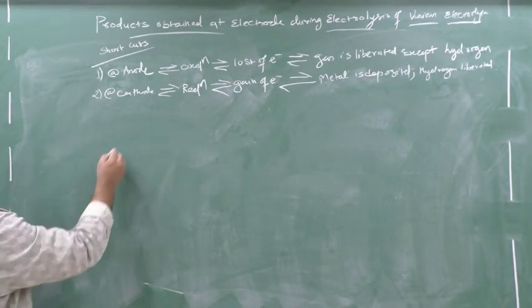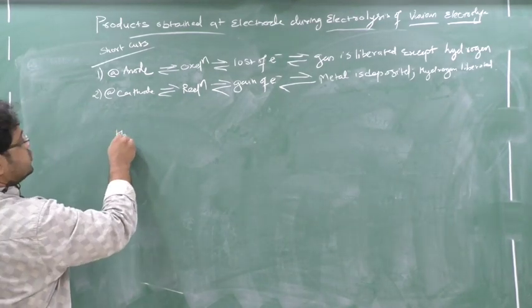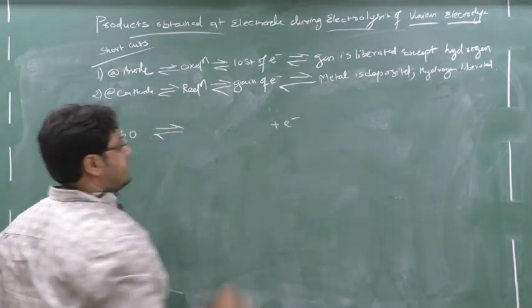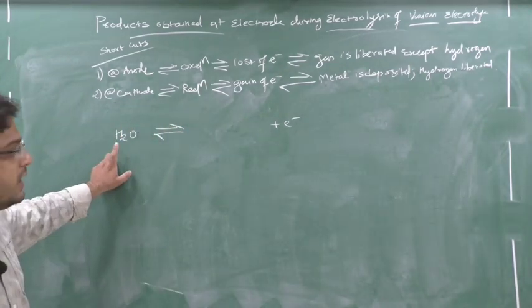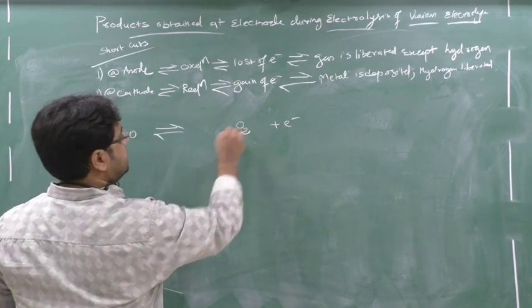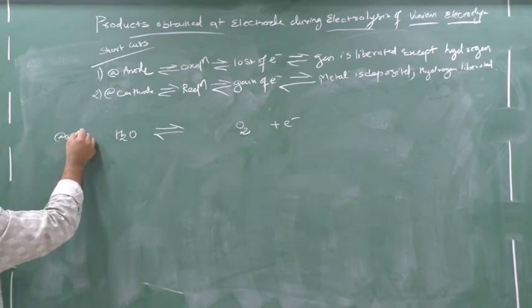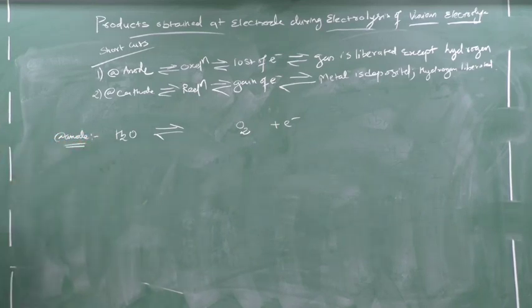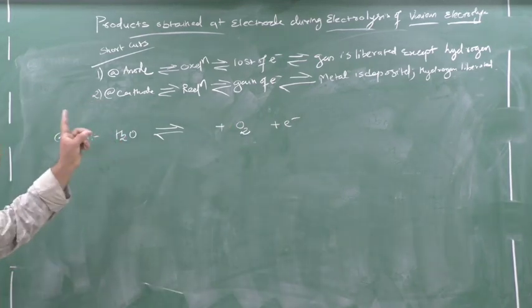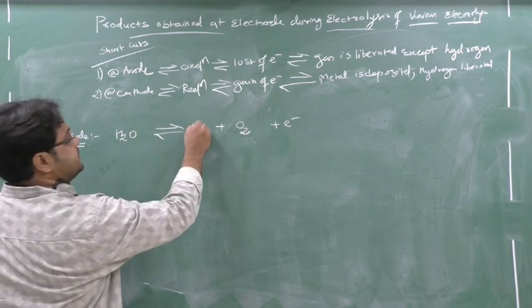Now another key point you should remember: the oxidation reaction of water and the reduction reaction of water. So see here, H2O. I am writing the oxidation reaction, so electron will be lost, and electron lost means at anode. Yes or no? So this oxidation occurs at anode. This is the anodic reaction of water. So O2 will be liberated. Remember one thing: whenever water undergoes oxidation, oxygen gas is liberated and H plus is produced.